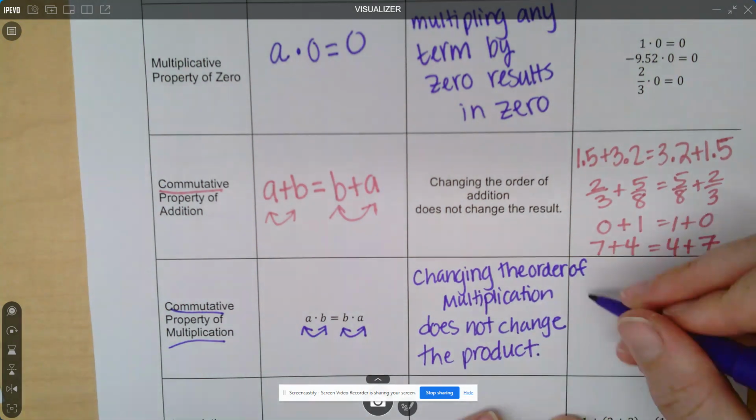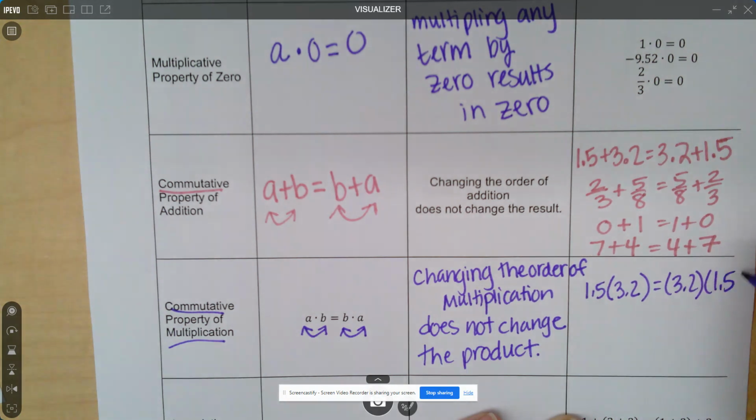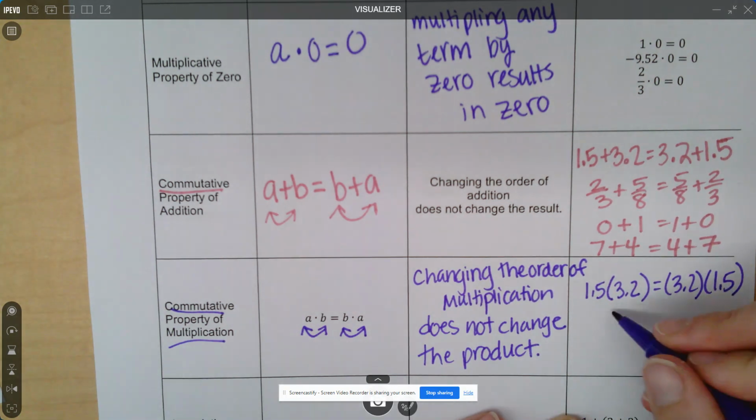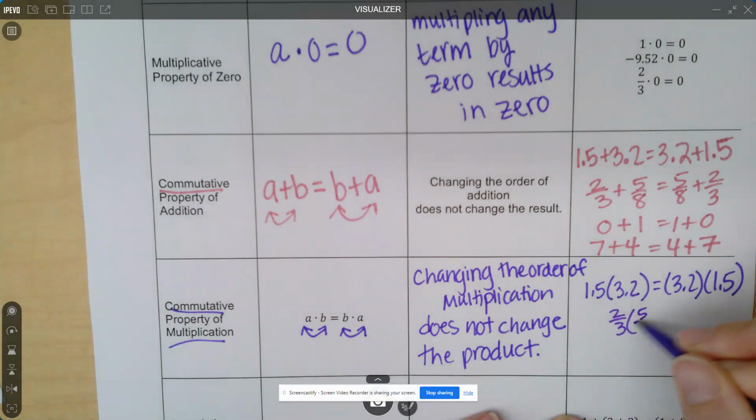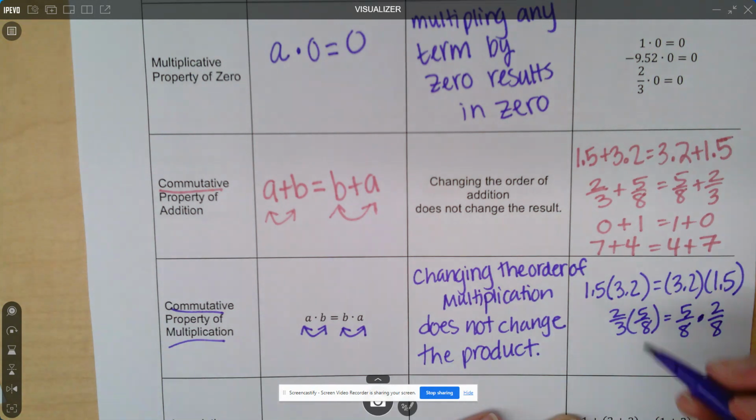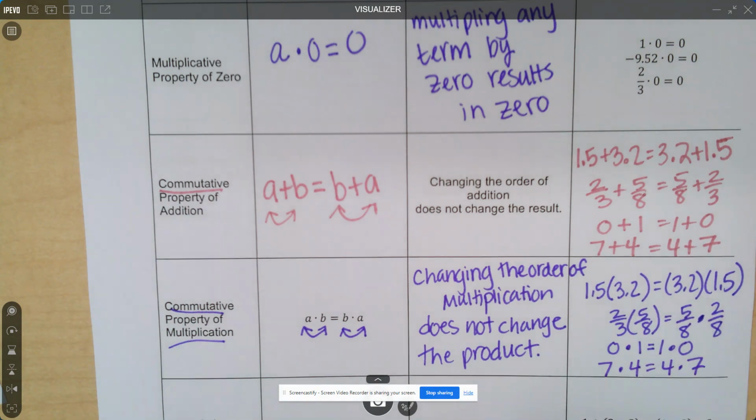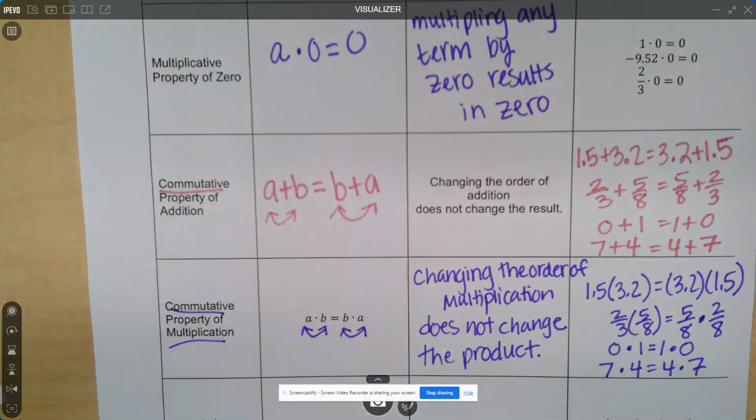So let's use the same numbers as above, but now we're just multiplying. 1.5 times 3.2 is 3.2 times 1.5. Remember, we don't like to use the x for multiplication because it might be confused as a variable. So I like to use parentheses, or you can use a multiplication dot. I try to avoid using a multiplication dot with decimals because then we just have little dots everywhere. 0 times 1, same thing as 1 times 0. 7 times 4, same as 4 times 7. So again, the numbers are moving.